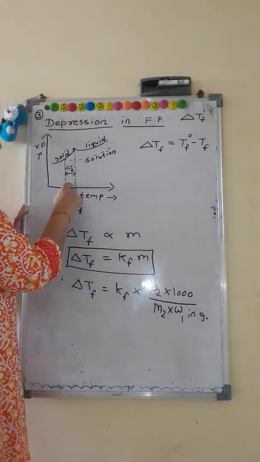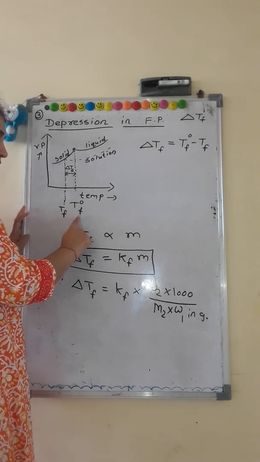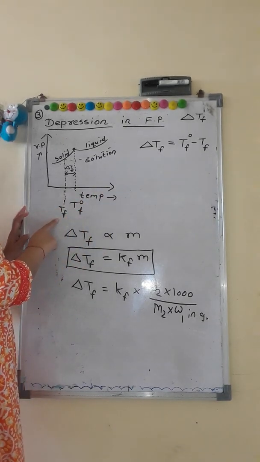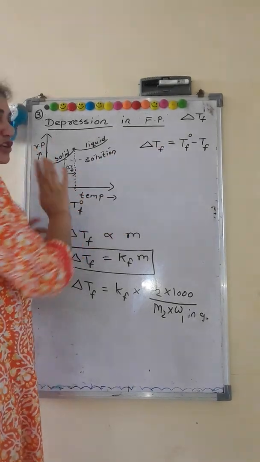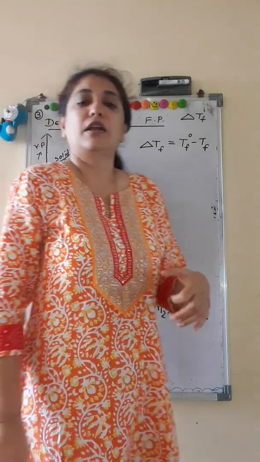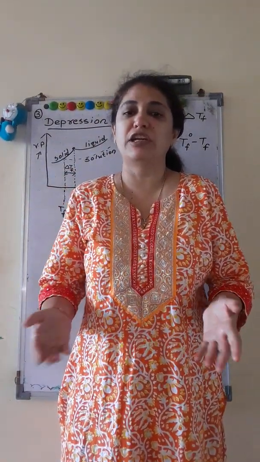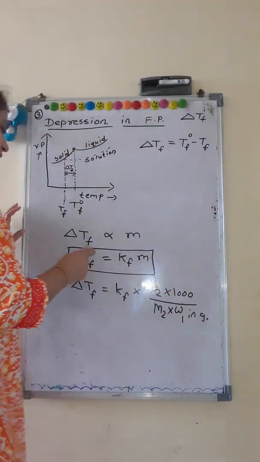This is the difference in temperature by which freezing point decreases. Delta Tf is T naught F minus Tf. So this is the difference which is called delta Tf, which is depression in freezing point. Now it is usually obtained as 0.2 degree Celsius or 0.3 degree Celsius, small degrees, it's not much.